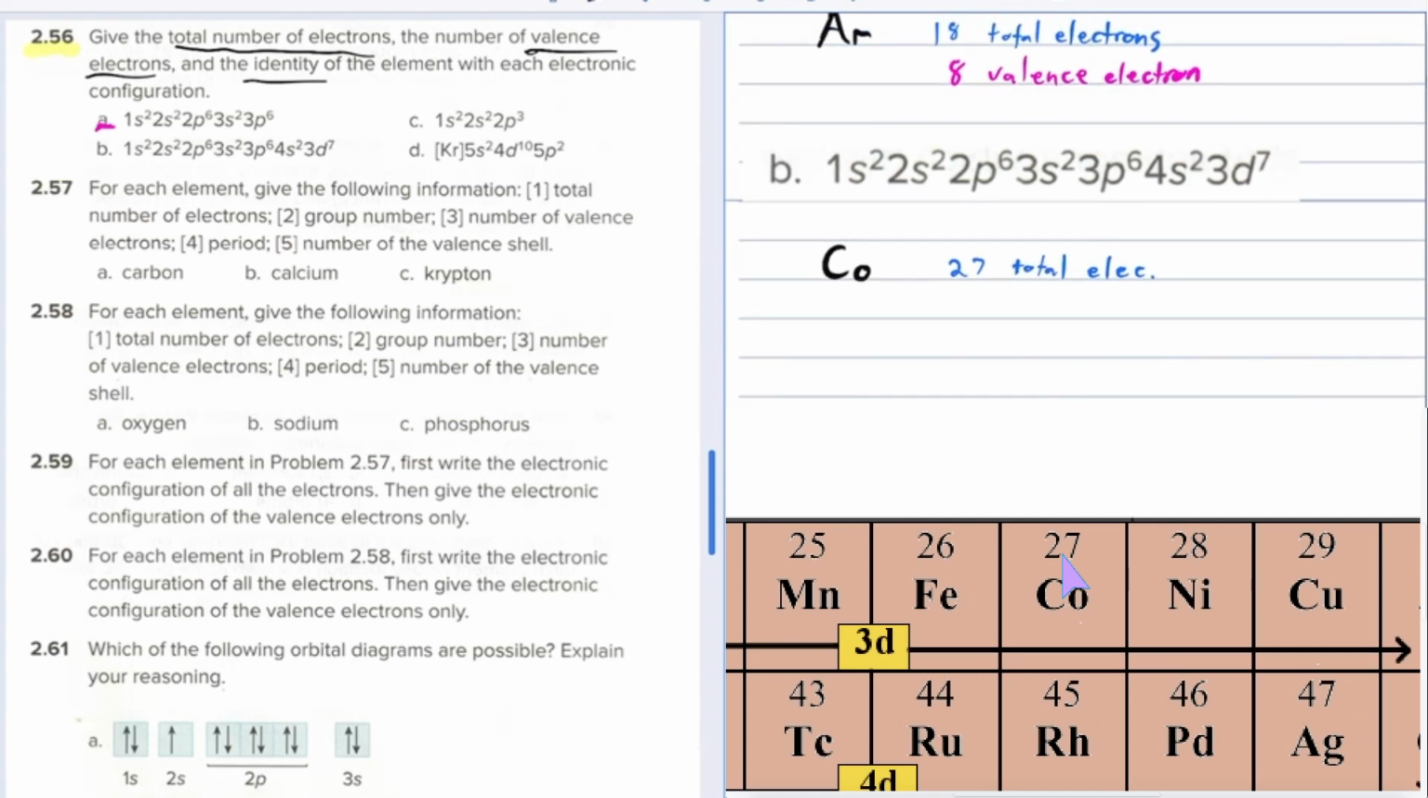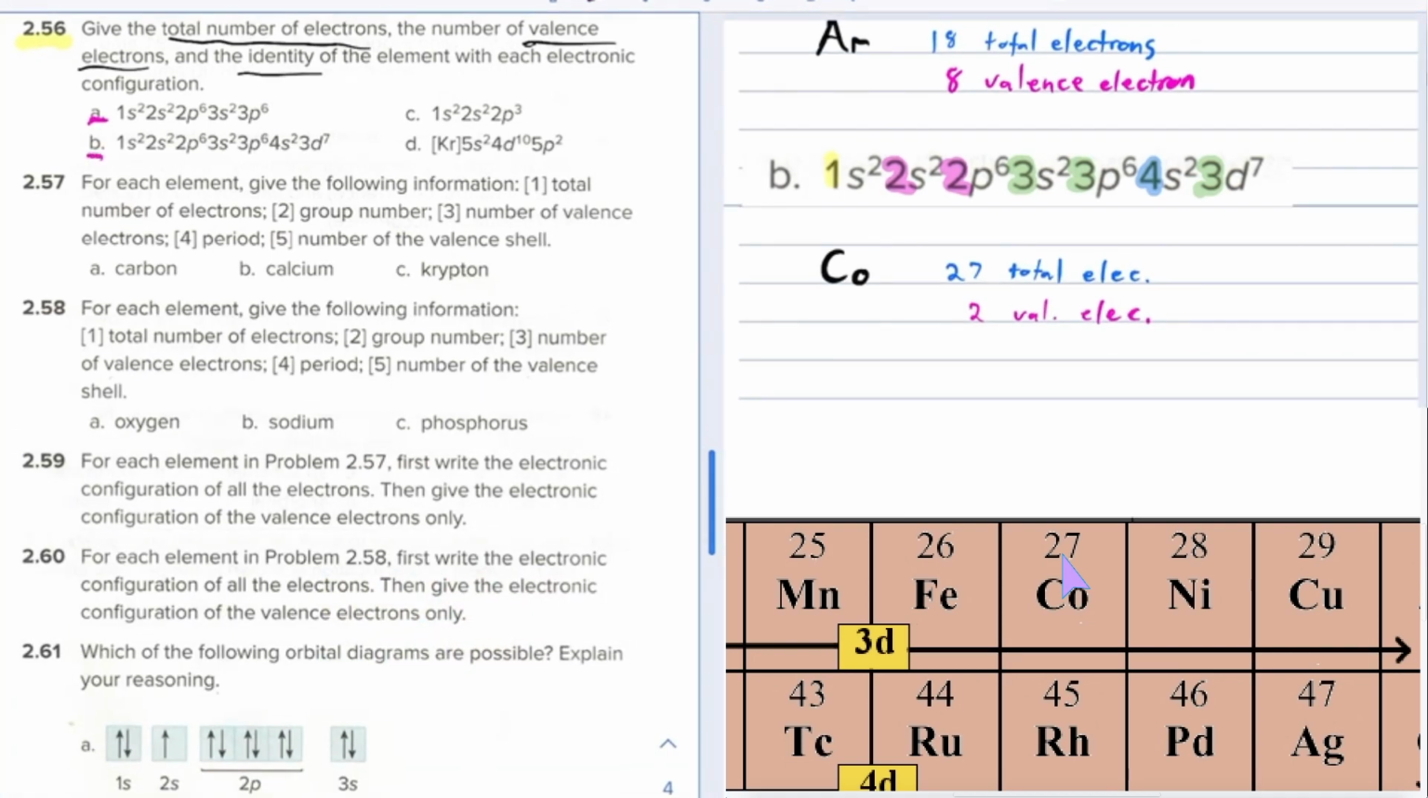All right, now look for the highest energy level again. So you've got energy level 1, energy level 2, energy level 3, and then right there is 3, and then also over there is 3, and then energy level 4. Okay, energy level 4 is the highest energy level, and there are 2 electrons in energy level 4, so I'm going to put 2 valence electrons for cobalt.